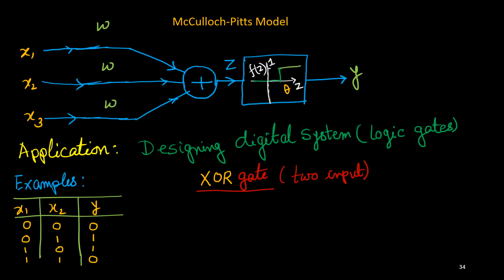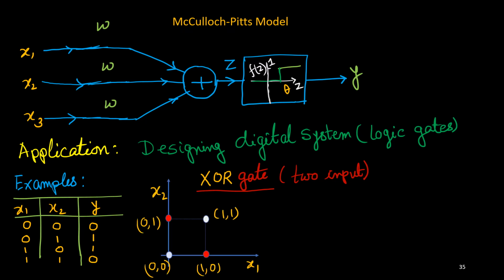Now can you design it? So you see the constellation. This is 0, this is again 0, and this is 1, this is 1. So these are in the same group, and these are in the same group. Now can you consider one straight line to segregate these two groups? It is impossible. We can't make one line here.